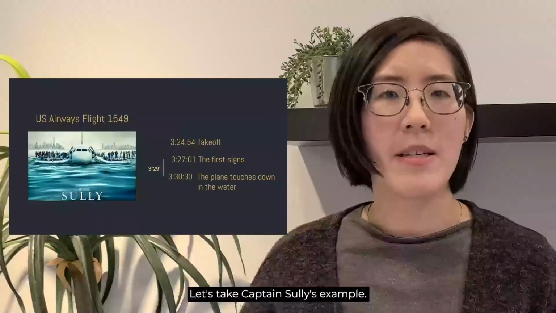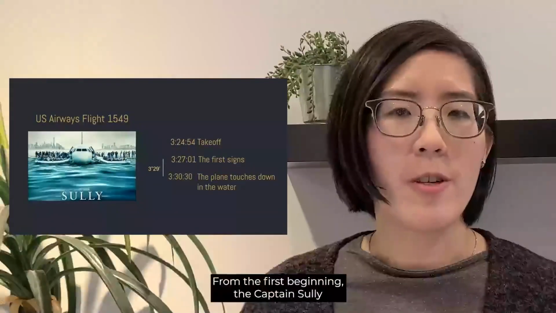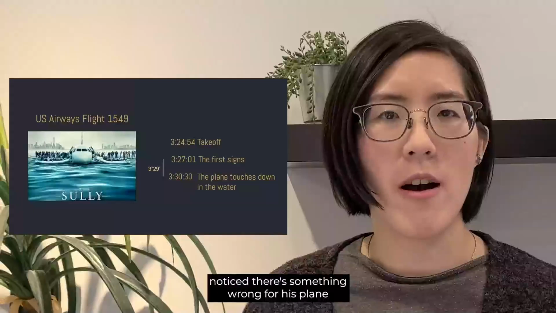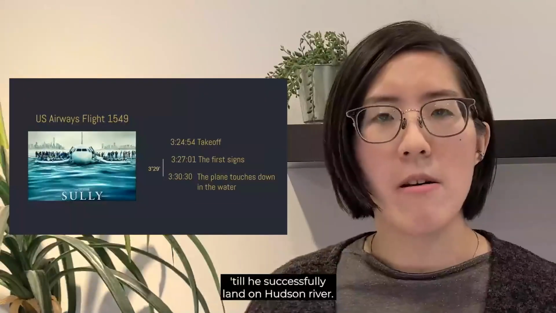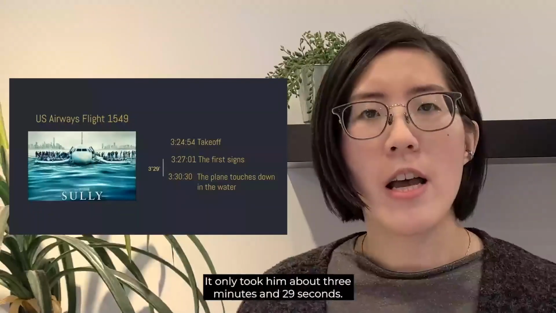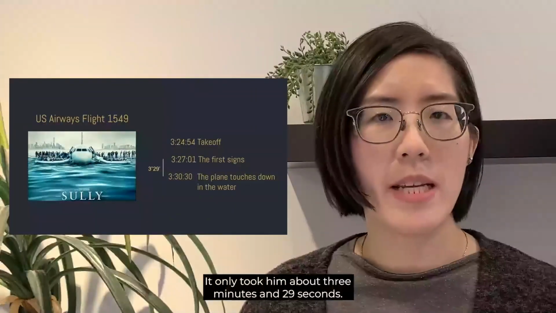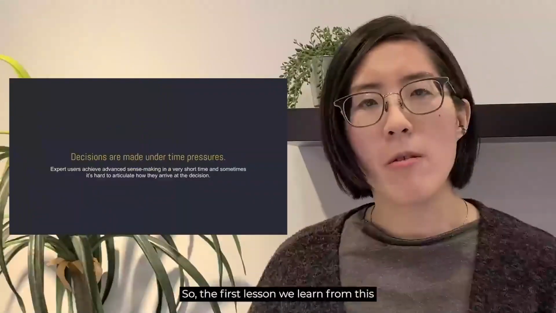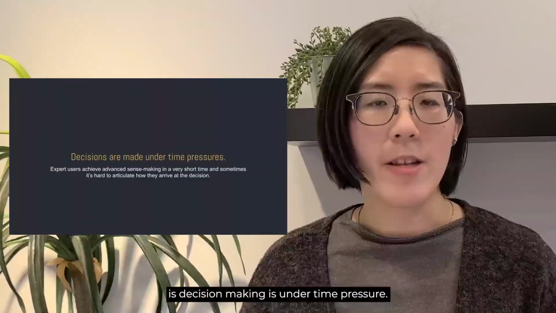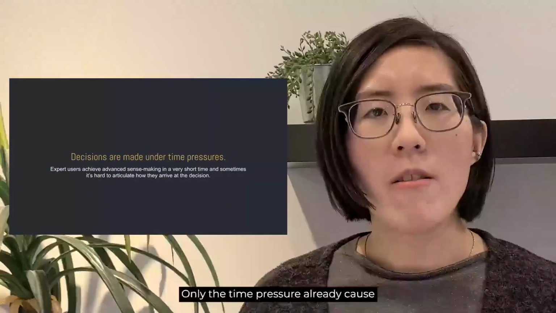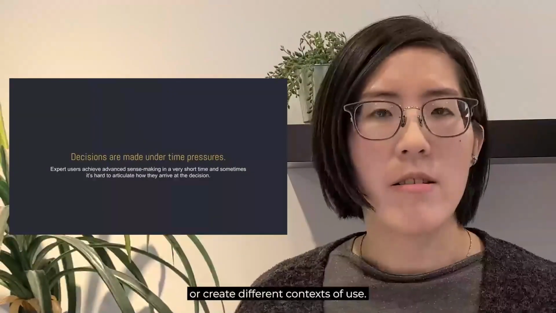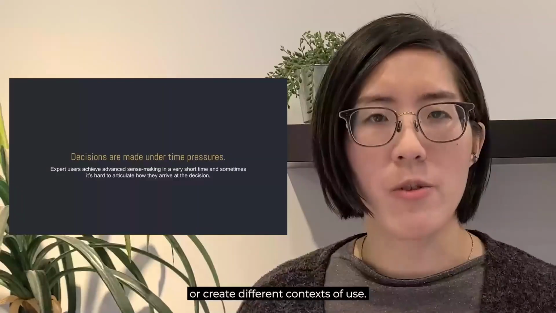Let's take Captain Sully's example. From the very beginning, when Captain Sully noticed there was something wrong with his plane, till he successfully landed on the Hudson River, it only took him about 3 minutes and 29 seconds. So the first lesson we learned from this is that decision making is under time pressure. Time pressure alone already creates different contexts of use.